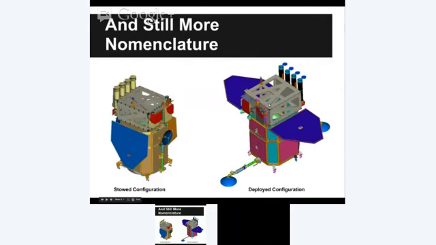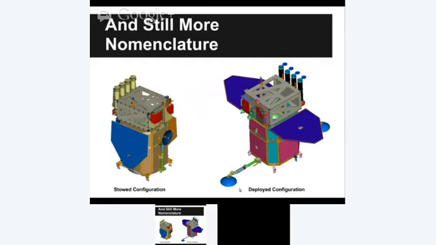And a little bit more nomenclature. This is SDO in the stowed configuration. This is what it would look like when it's launched. So the solar arrays are down, the high gain antennas are locked up, and all the instruments are closed. When we get on orbit and deploy it, the solar arrays are released, the high gain antennas released, and then the instrument covers are opened up. And that's what we call the deployed configuration, or the on-orbit configuration.